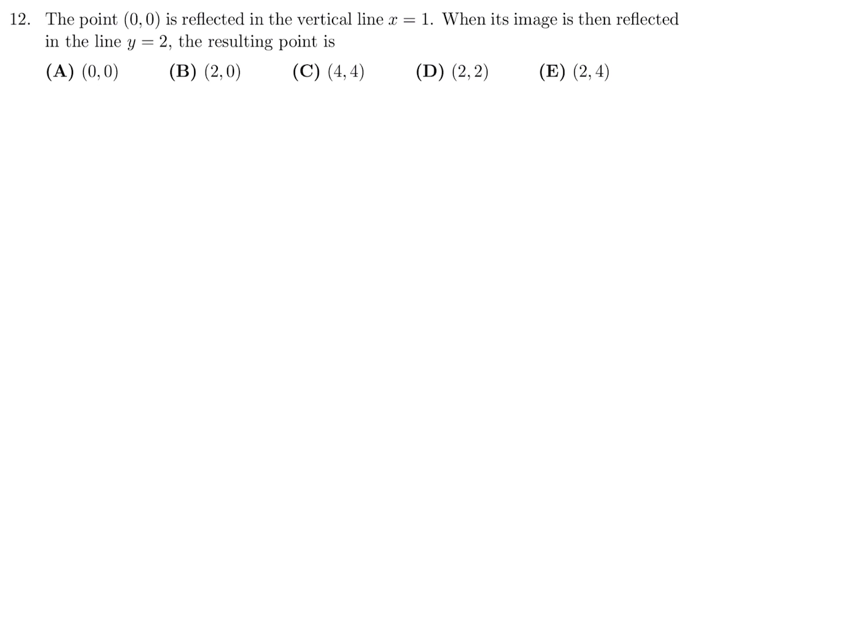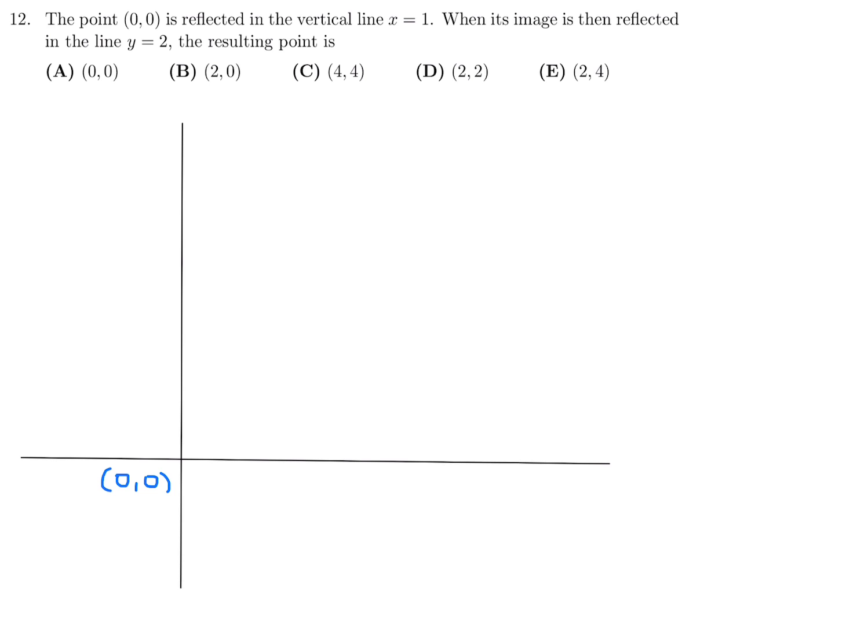The point 0, 0 is reflected in the vertical line x equals 1. When its image is then reflected in the line y equals 2, the resulting point is. So here's 0, 0. And we are first reflecting that in a line of x equals 1. So I'll just write x equals 1 right there. So this is 1. And this line is x equals 1. So if I reflect this point into there, it basically will land on the other side. And that other side will be obviously 2, 0.